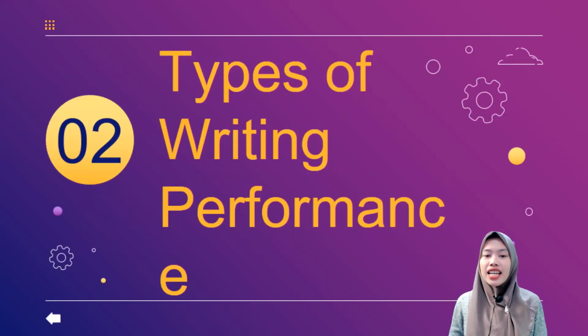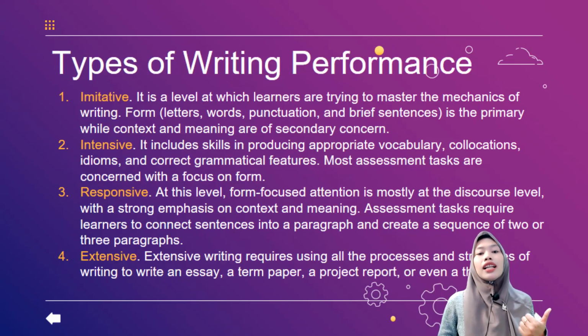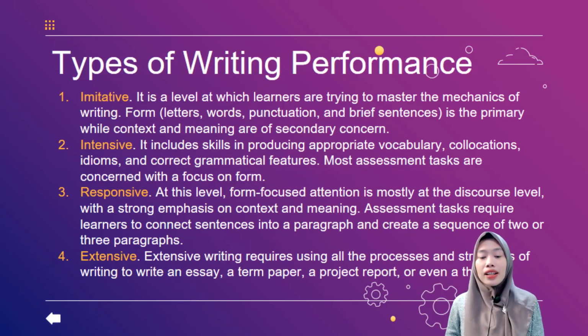And then the second is types of writing performance. The first is imitative, the second is intensive, the third is responsive, and the fourth is extensive. Okay, imitative is a level at which learners are trying to master the mechanics of writing, from letters, words, punctuation, and brief sentences. It's the primary focus, while context and meaning are of secondary concern.